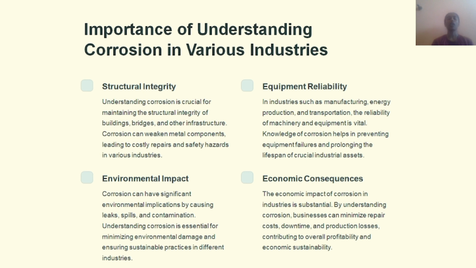Environmental impact. Corrosion can have significant environmental implications by causing leaks, spills, and contamination. Understanding corrosion is essential for minimizing environmental damage and ensuring sustainable practices in different industries. Economic consequences. The economic impact of corrosion on industries is substantial. By understanding corrosion, businesses can minimize repair costs, downtime, and production losses, contributing to overall profitability and economic sustainability.